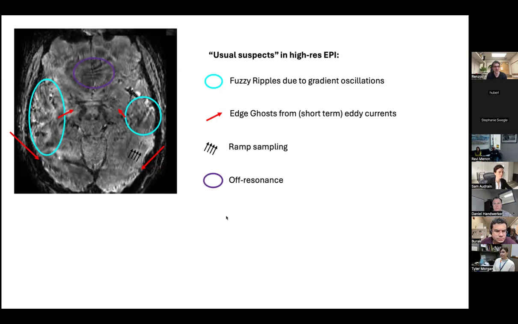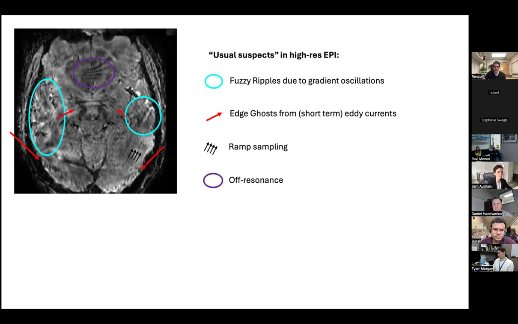And then last but not least, everybody knows these off-resonance effects, specifically above the nasal cavities, where we have these interference patterns in areas where it's very hard to shim. So all of those things are not really specific to GRAPPA, right? These are the usual suspects that we see in conventional EPI. We can get those artifacts without GRAPPA.